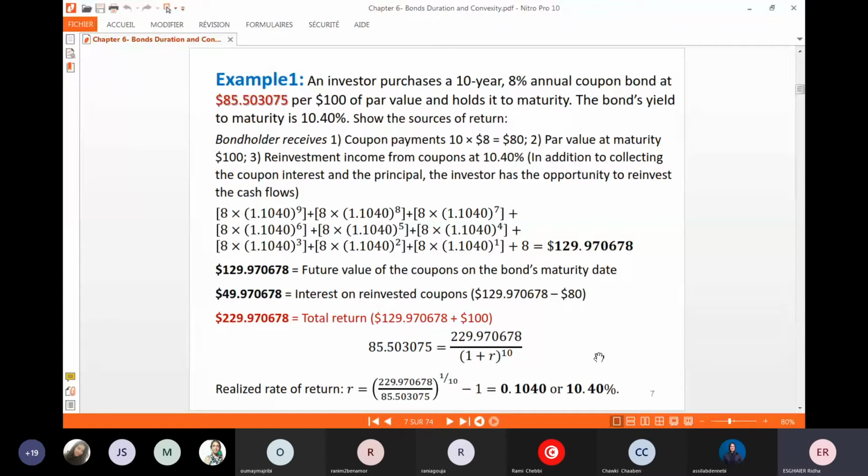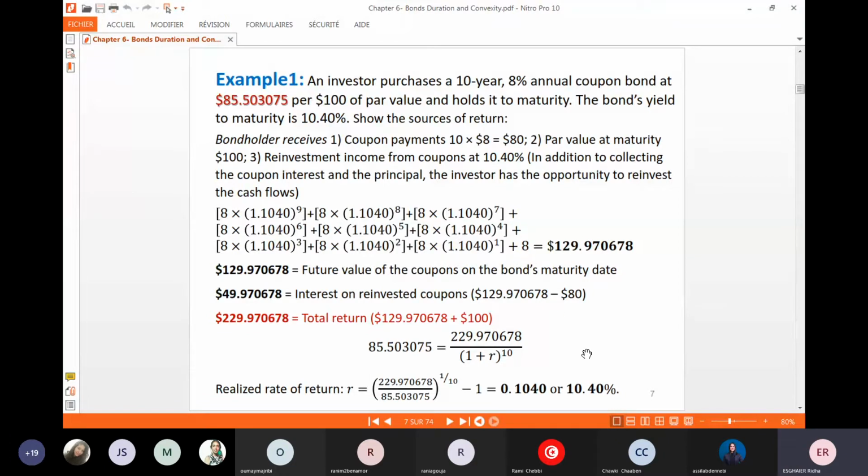And we notice that since the reinvestment rate is the same as the initial yield to maturity of 10.4%, and since this investor will not sell the bond prior to its maturity, so he will receive $100 the par value at the maturity date, we find the realized rate of return of this bondholder is equal to the initial yield to maturity, the same 10.4% yield to maturity that we calculated.